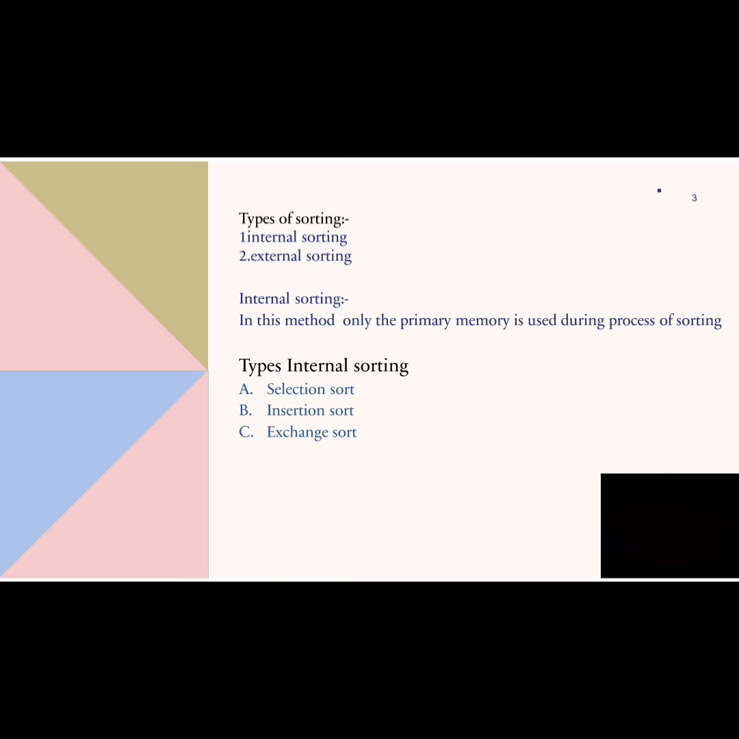There are three types of internal sorting. First is the selection sort, insertion sort, and the shell sort. In the selection sort algorithm, the insertion sort algorithm, shell sort algorithm, bubble sort algorithm, and quick sort algorithm.